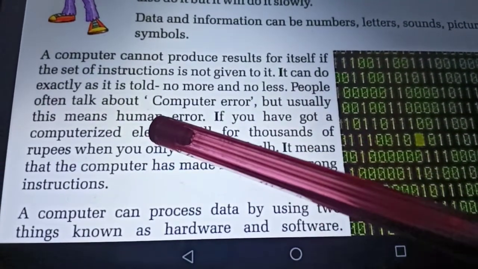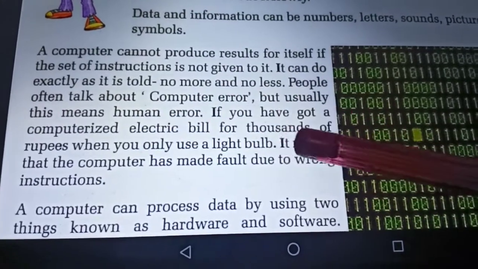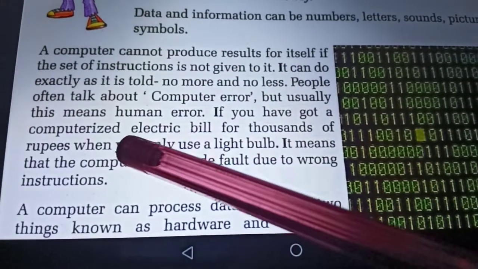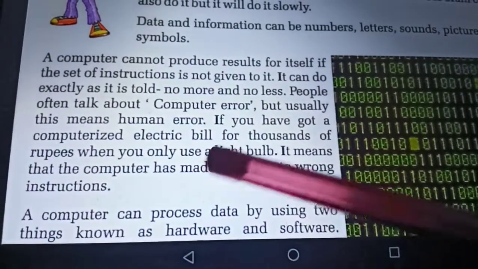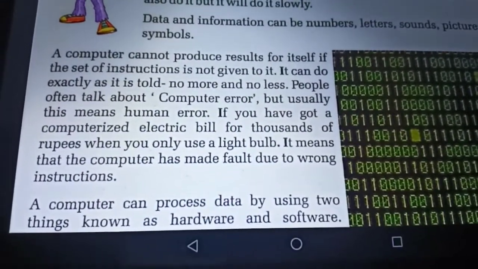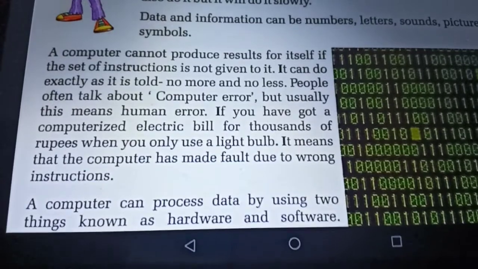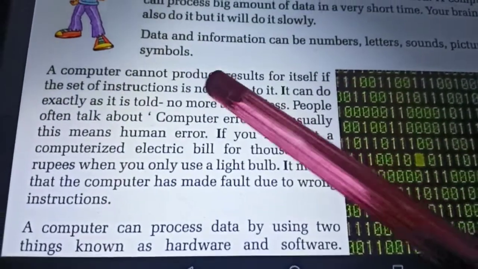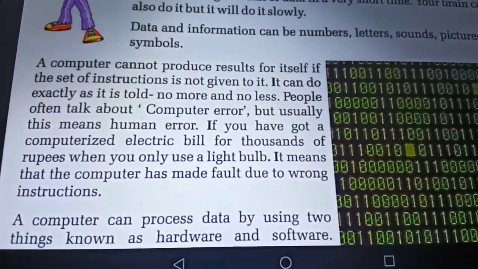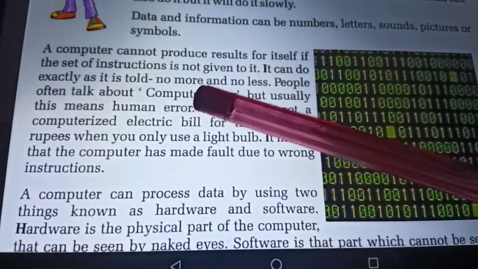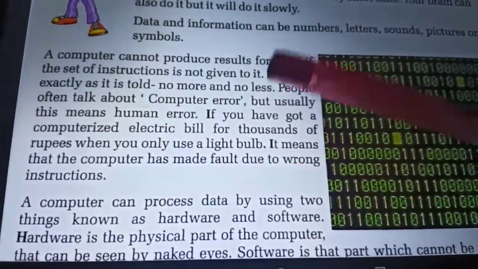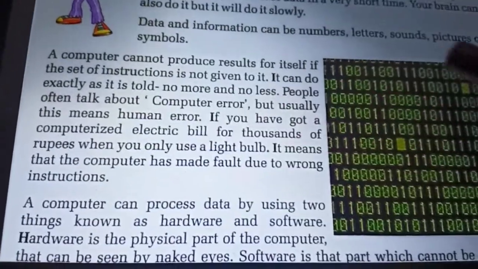People often talk about computer error. What usually that means is human error. Means if the computer gives us any error, then usually it means a human error, because the human gives instructions to the computer and the computer works according to them.